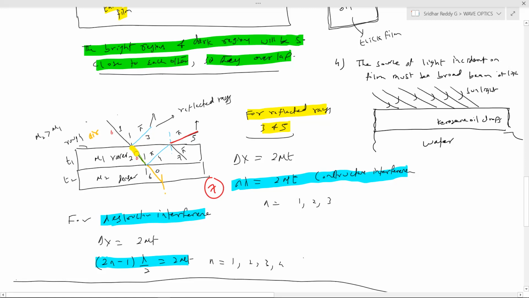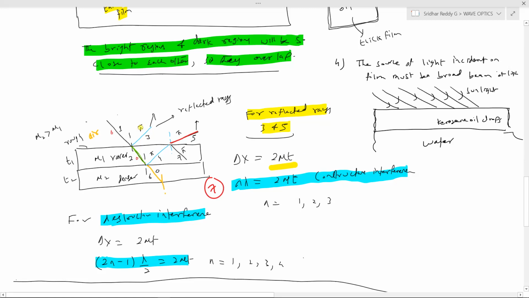The ray 5 will cover a path of 2t in the film of refractive index mu1. So what is the optical path length? 2 mu t. I'll put it once again. The ray 5 has to cover a path of how much? 2t. So the optical path length will become 2 mu t.